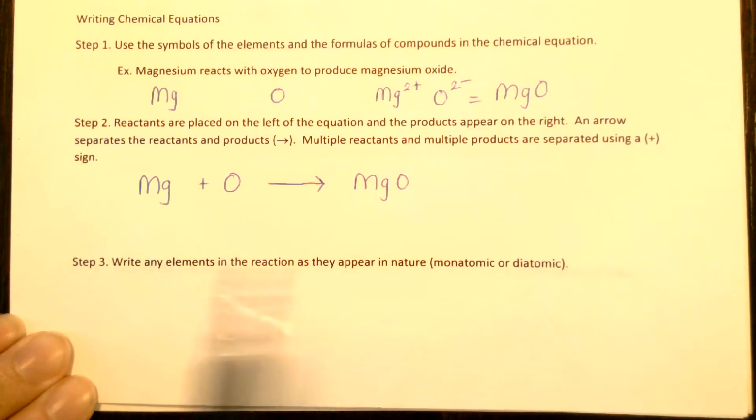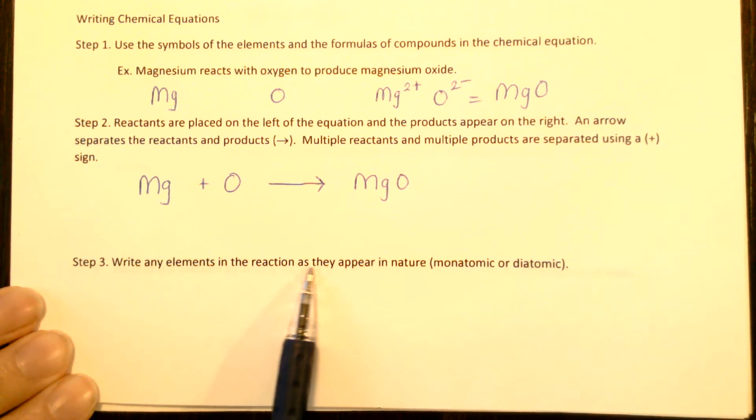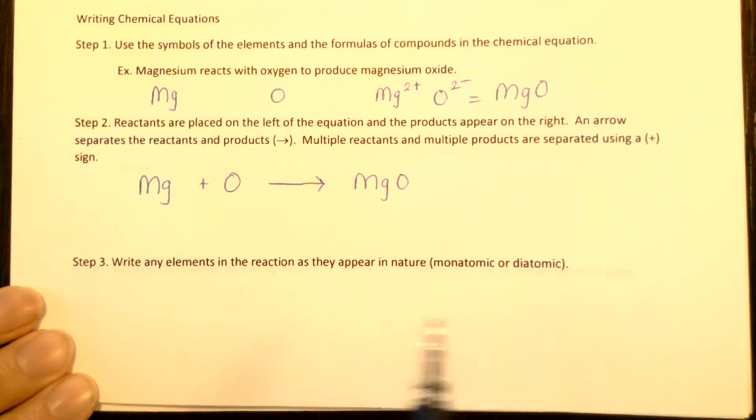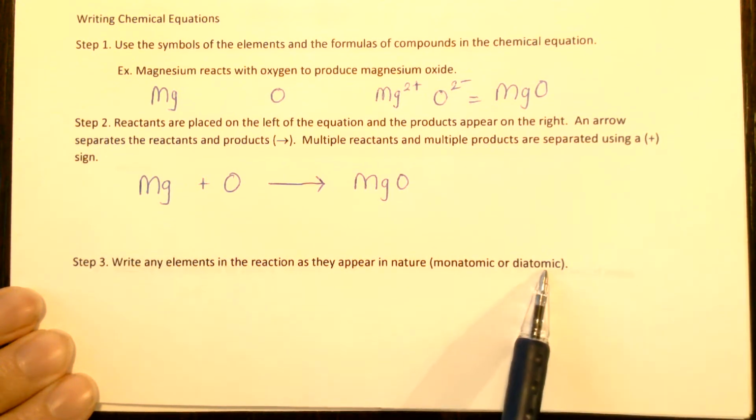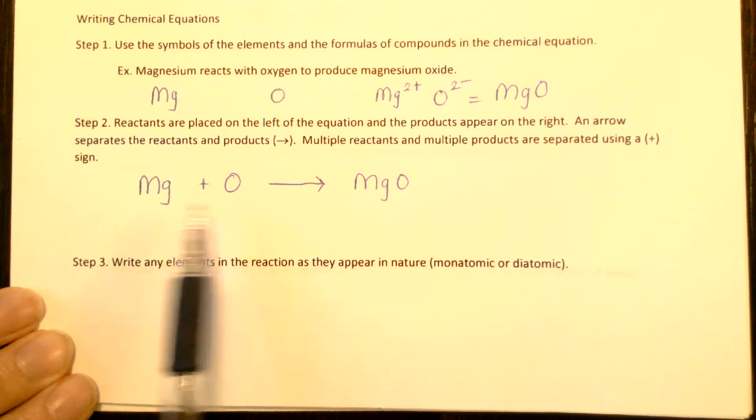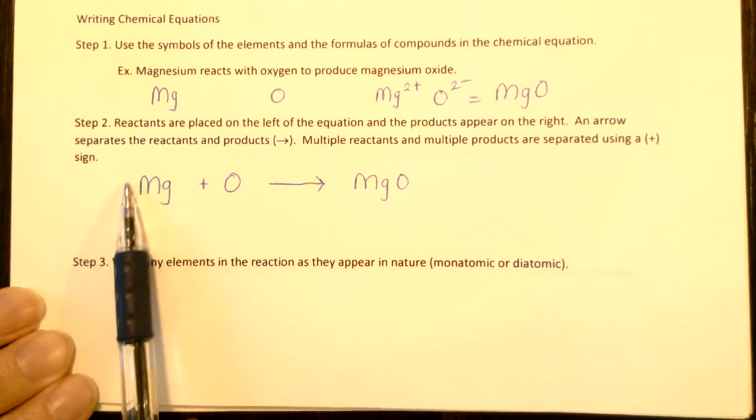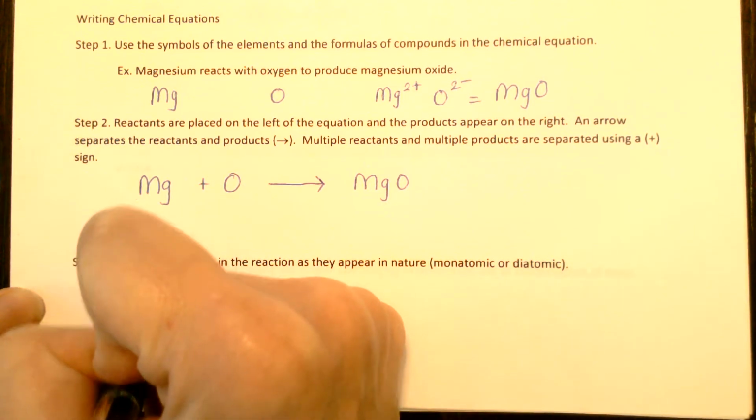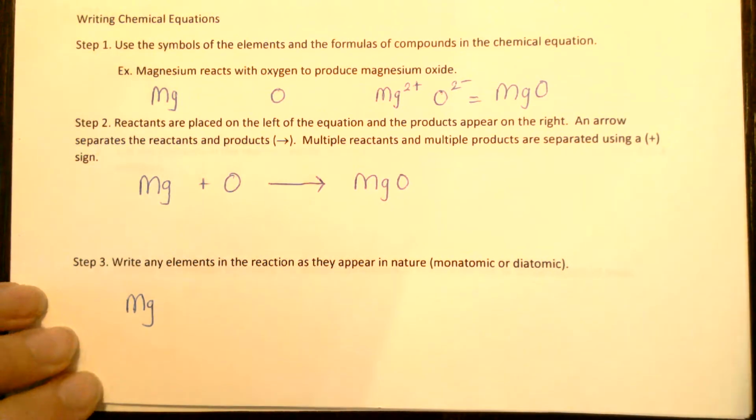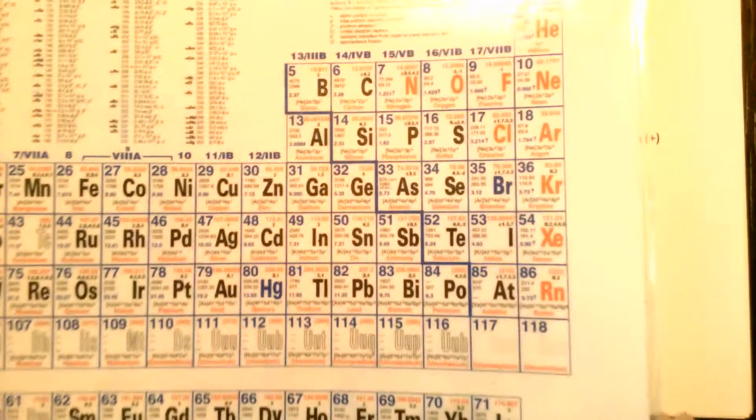Okay, so step 3, write any elements in the reaction as they appear in nature. What this means is we have some elements that are monatomic and we have some that are diatomic. So we have two elements here. Magnesium, the metal, is monatomic, so we're going to keep that. Oxygen is one of those 7 that are diatomic.